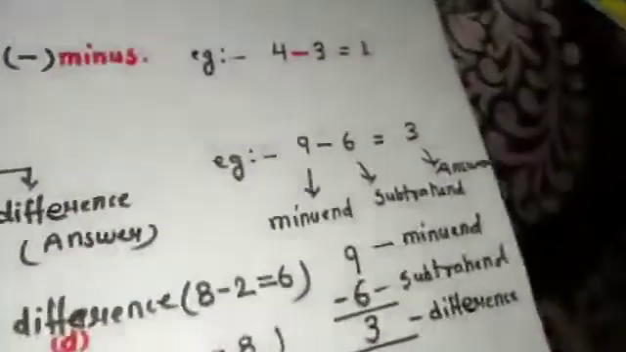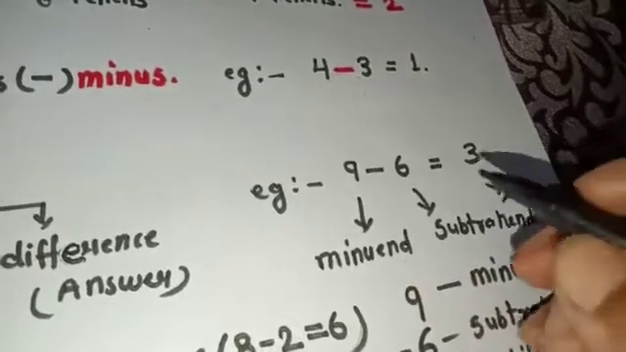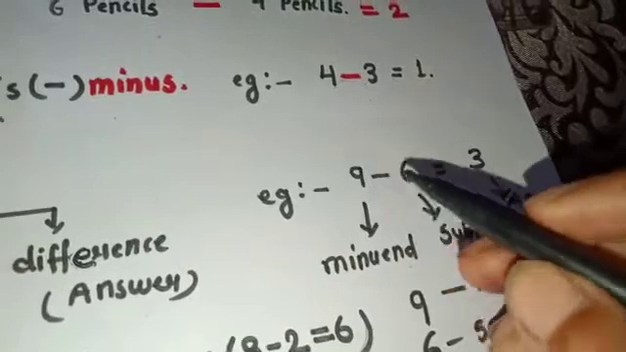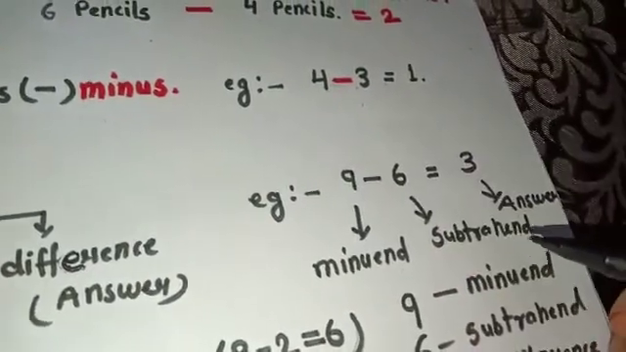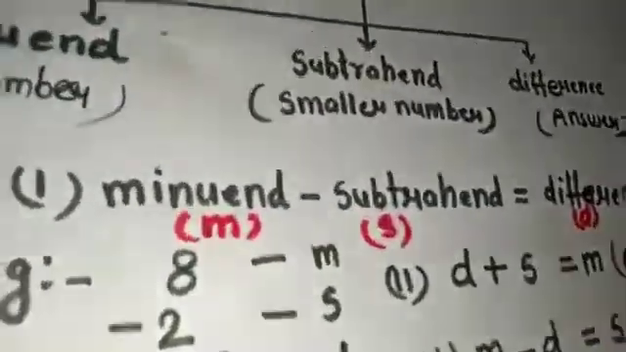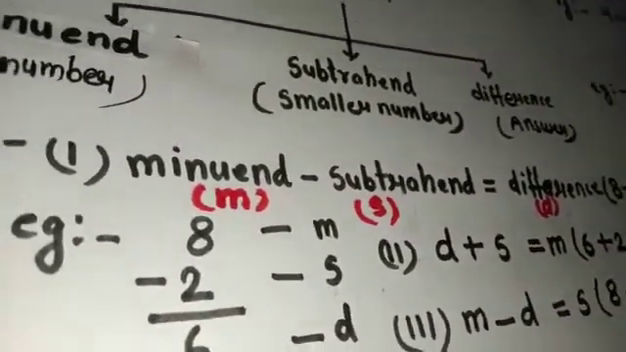For example, if we subtract 6 from 9, we will get 3. 9 is the bigger number, so it is called minuend, and 6 is the smaller number, so it is called subtrahend, and the answer is called difference. Now there are 3 rules which you have to learn.